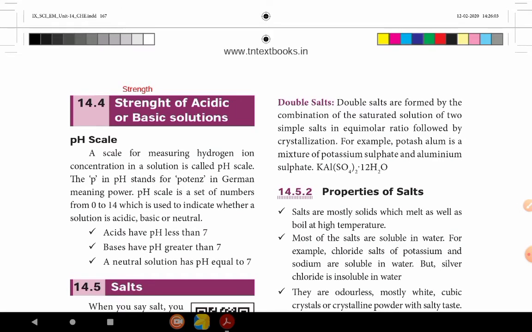The double salts are formed by the combination of the saturated solutions of 2 simple salts in equimolar ratio. We have to take equal ratio, equal amounts of, so 2 saturated solutions are taken. What is a saturated solution of 2 simple salts? You have to take 2 simple salts, ordinary salts.